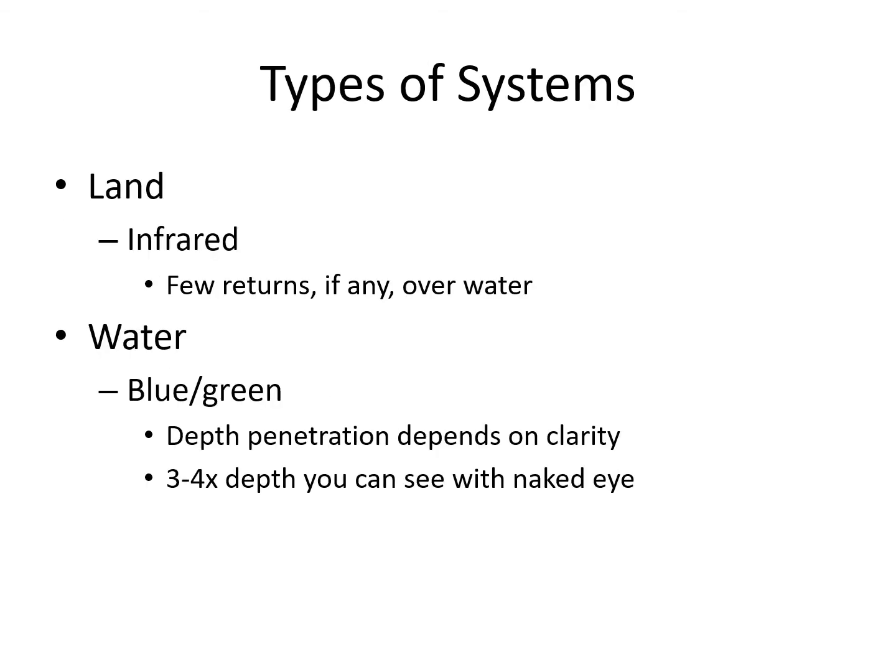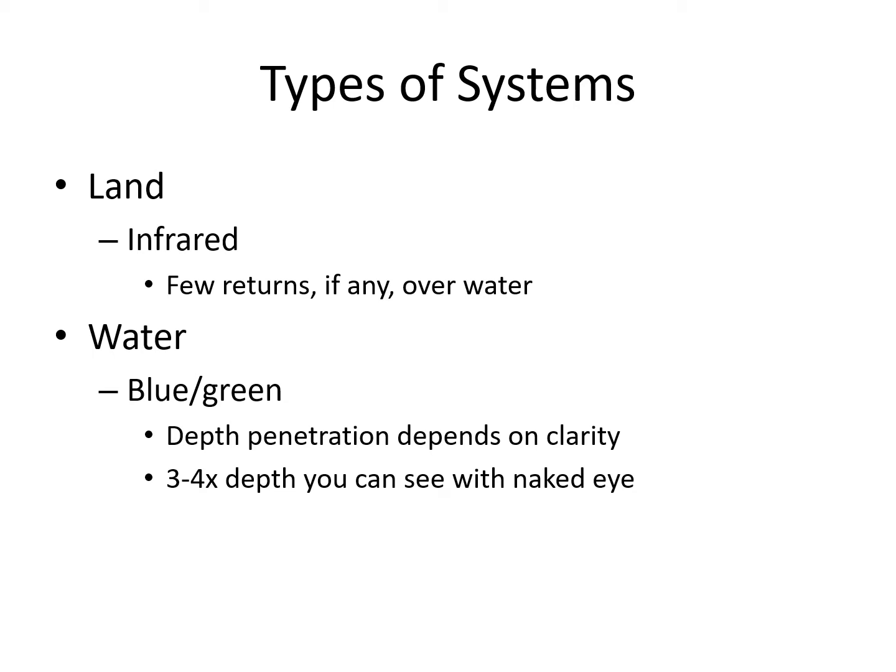There are a couple different types of systems in lidar you need to be aware of. When we're looking at terrestrial or land features, we often use just an infrared. It gives few returns, if any, over water because obviously water absorbs infrared light. So the infrared systems don't provide you much information there. But if you want to know some information about water, they do have a blue or a green colored laser system that they use.